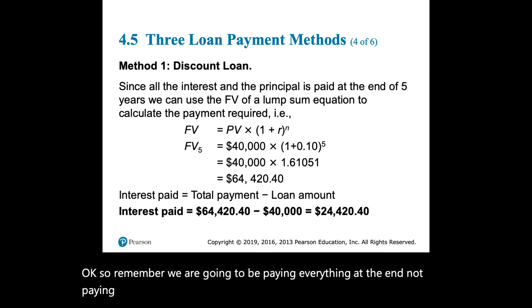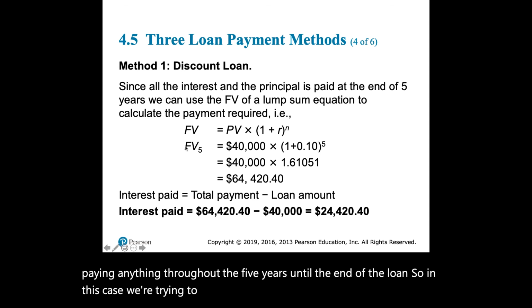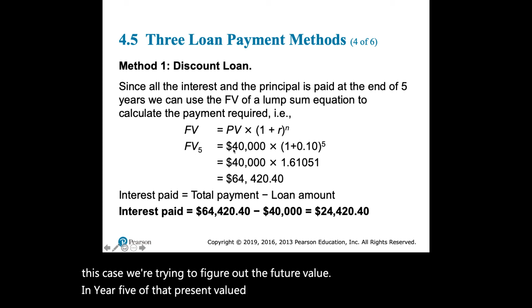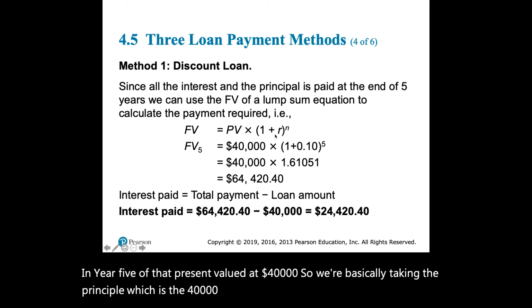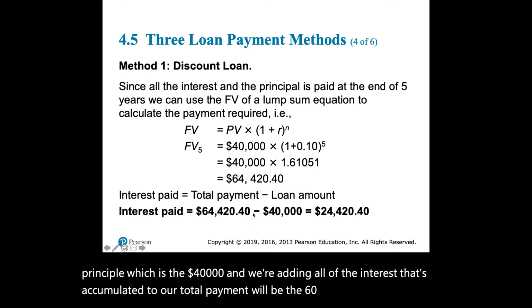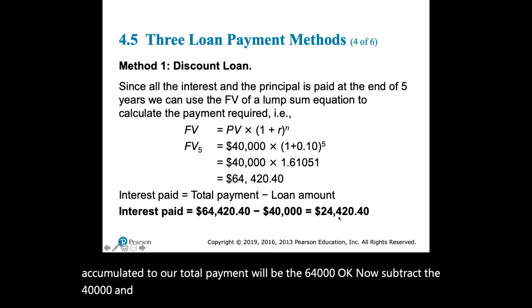In this case, we're trying to figure out the future value in year 5 of that present value, the $40,000. We're taking the principal, which is the $40,000, and adding all of the interest that's accumulated. So our total payment will be $64,000. Now subtract the $40,000 principal, and we're left with about $24,420 of interest that we're paying. So note that $24,000. Let's compare it to the next option.